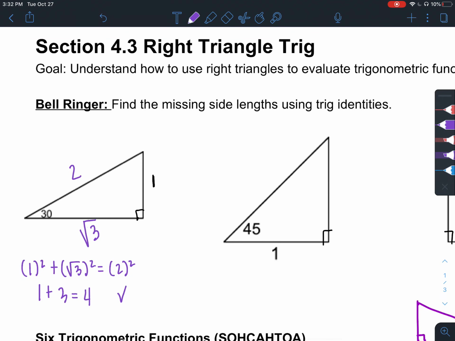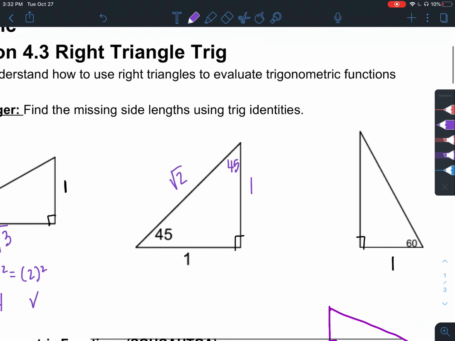This one here, we've got 45, 45, 90. These sides are going to be the same solely because of those angles being the same. So then this last side is radical 2. And lastly, this one's just sideways of 30, so we get radical 3 and 2 for those two sides.